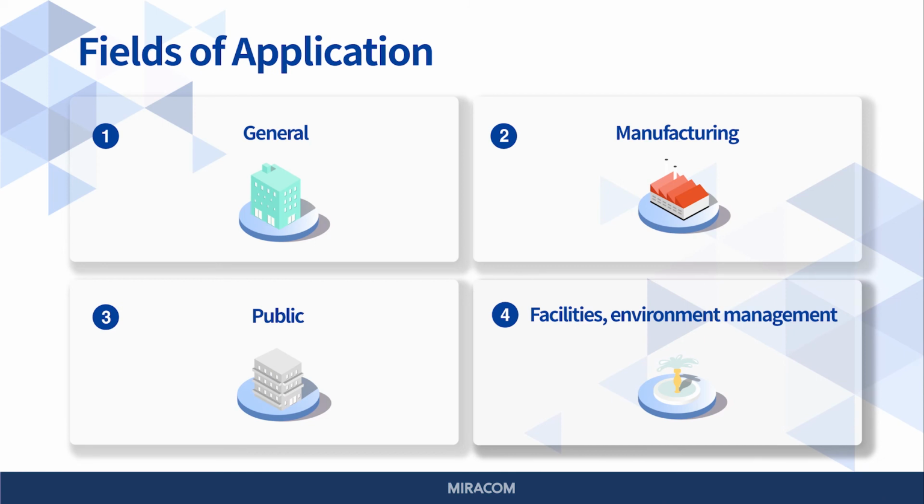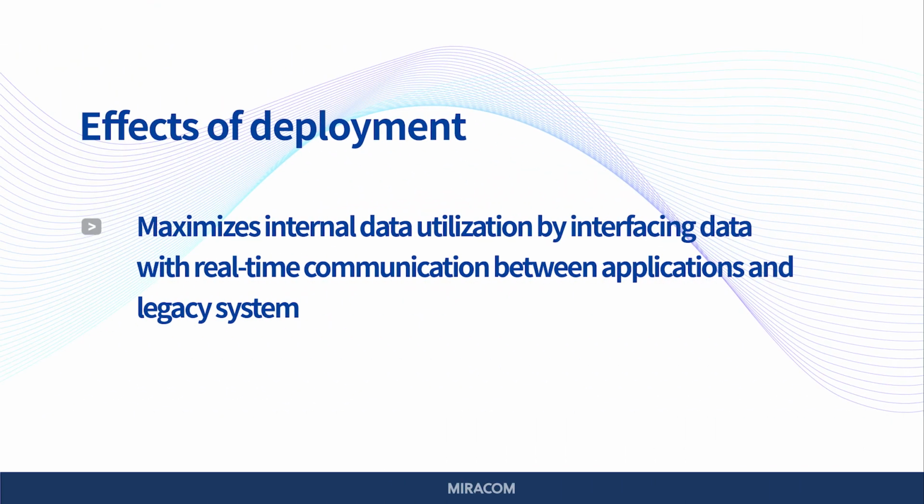Highway 101 is applicable to all industries, including general, manufacturing, public, and facility environment management. Highway 101 maximizes internal information activities and strengthens business competitiveness by interfacing real-time communication between standard-based real-time applications inside and outside the company and data from legacy systems.